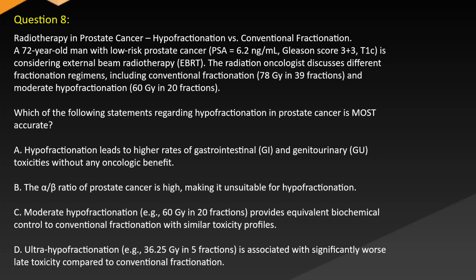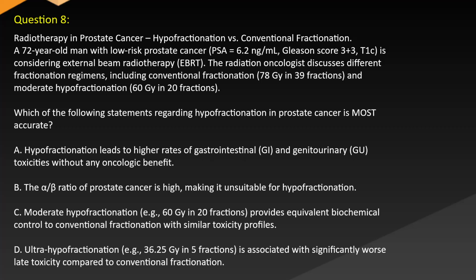Hypofractionation versus conventional fractionation. A 72-year-old man with low-risk prostate cancer, PSA 6.2 ng/mL, Gleason score 3+3, is considering external beam radiotherapy (EBRT). The radiation oncologist discusses different fractionation regimens, including conventional fractionation, 78 Gy in 39 fractions, and hypofractionation, 60 Gy in 20 fractions. Which of the following statements regarding hypofractionation in prostate cancer is most accurate?